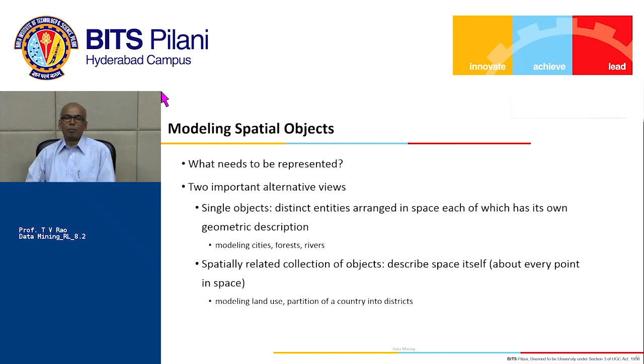So when we are modeling spatial objects, we may take two alternate views. One is that we look at it as a single object.